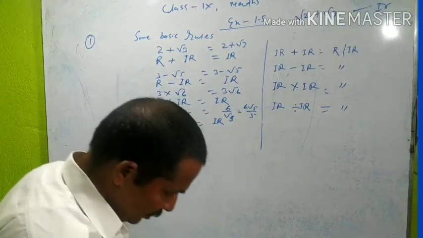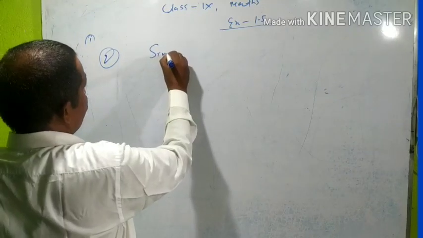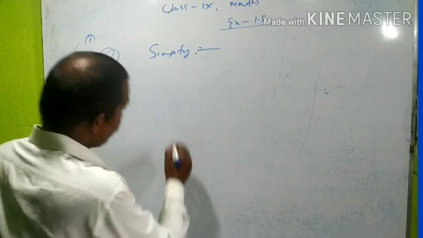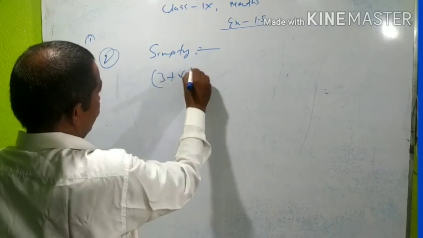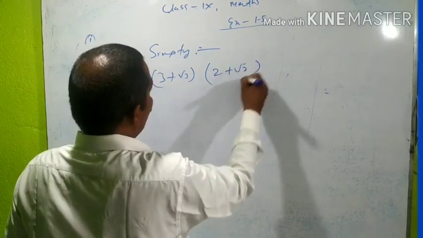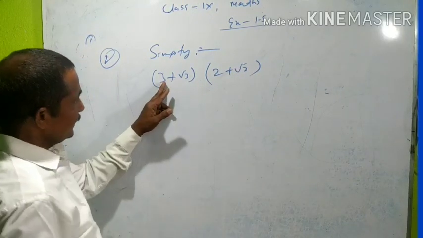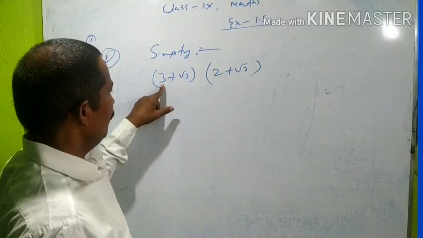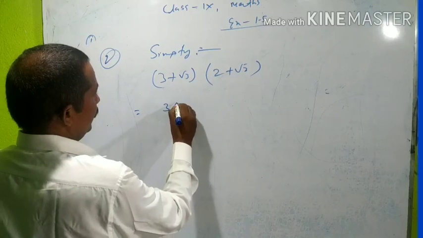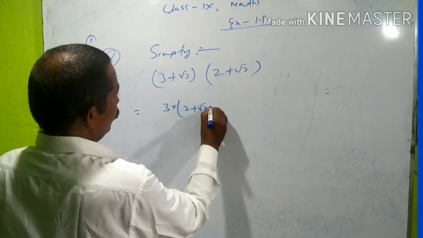Next one is here. Simplify each of the following. Simplify (3 plus root 3) and (2 plus root 2). Look here, how to simplify. This number will be multiplied by each of these two terms. You will write 3 into (2 plus root 2).